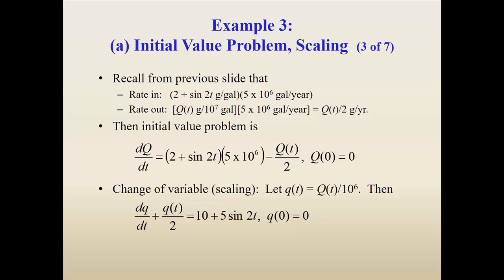That's not nice. So what's really great is we can do a change of variable, or as somebody who studies mathematical modeling would say, we scale it. So we're going to create a new variable. We're going to call it the scaling variable. And so q of t is going to describe the amount of toxic waste in millions, right? 10 to the 6 is millions.